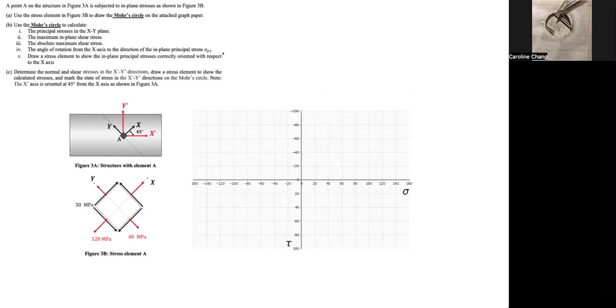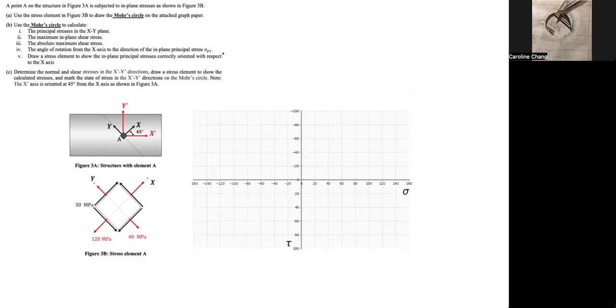A point A on the structure in figure 3A is subjected to in-plane stresses as shown in figure 3B. They want us to use the stress element in figure 3B to draw the Mohr circle on the attached graph paper. Use the Mohr circle to calculate first the principal stresses in the xy plane, second the maximum in-plane shear stress, third the absolute maximum shear stress, and fourth the angle of rotation from the x-axis to the direction of the in-plane principal stress 1, and fifth draw a stress element to show the in-plane principal stress is correctly oriented with respect to the x-axis.